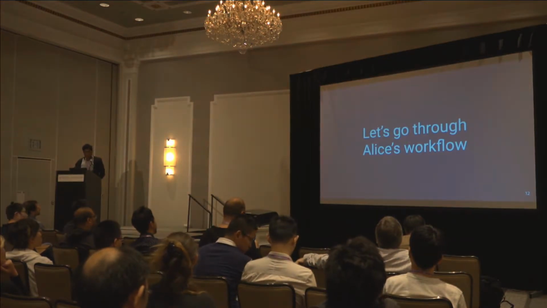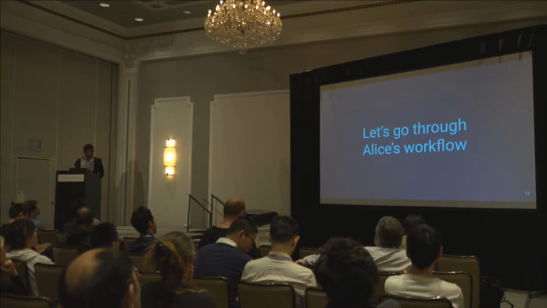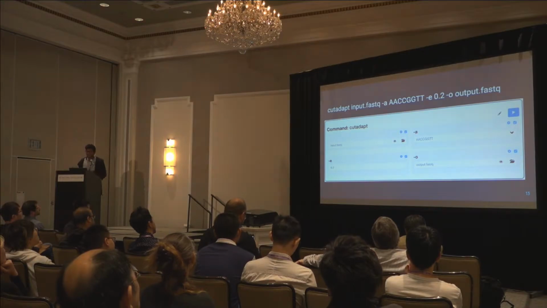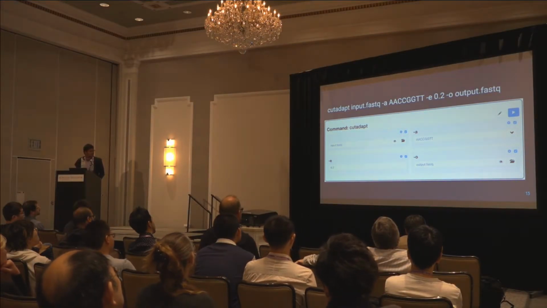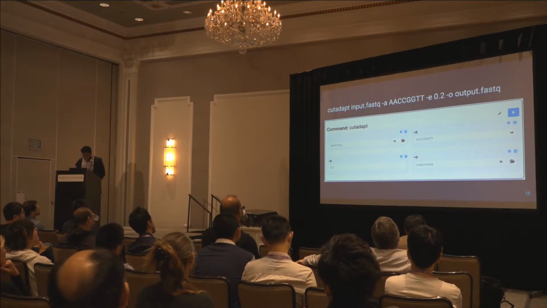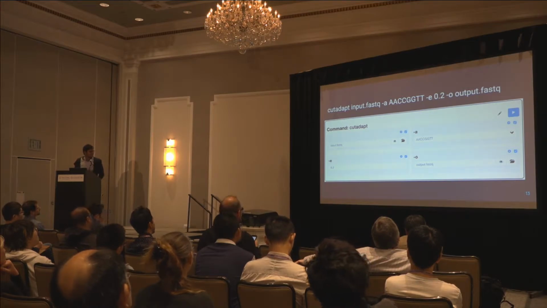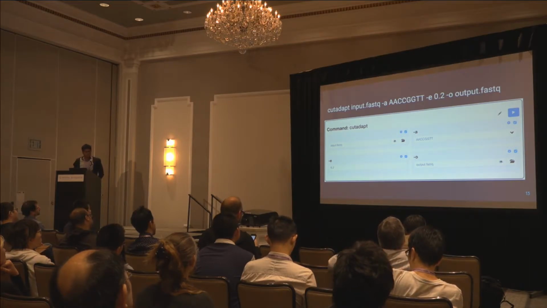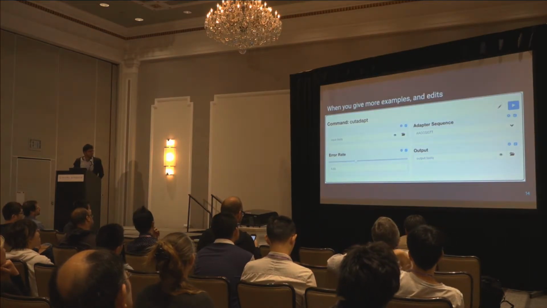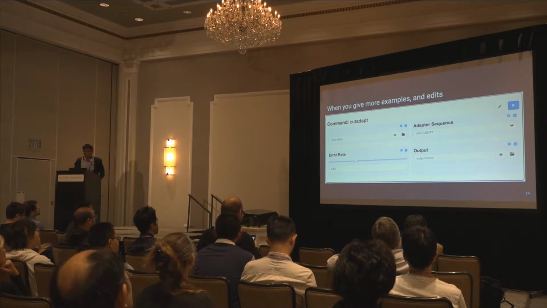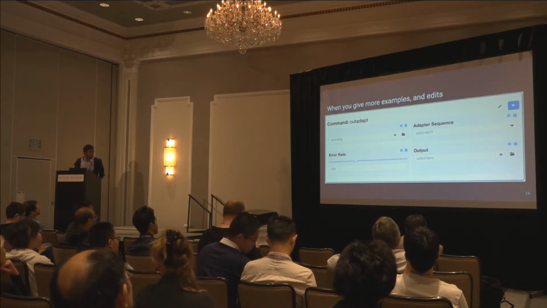So let's assume Alice is a senior scientist in a computational biology lab, and let's go through her workflow, right? She uses cutadapt, a command line app which removes unwanted adapter sequences from RNA sequencing reads. She just enters her command, and voila, you already have a rough GUI, which is already easily editable. But as you give more examples of the same command, we adapt your GUI, right? We know what your approximate error rate for input is, and what kind of adapter sequences you have been commonly using.